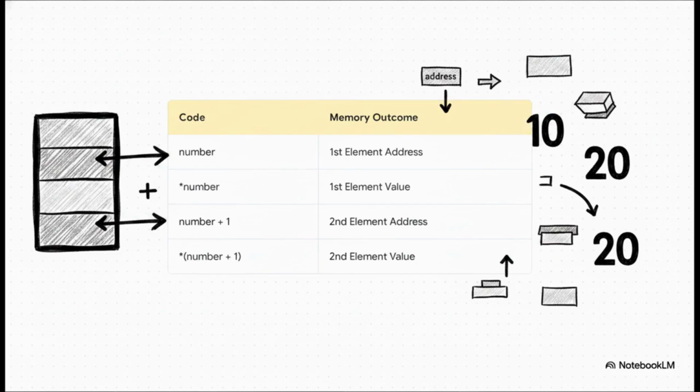And finally, *(number + 1). You put the asterisk outside the parentheses, and boom, it grabs the value of the second element, which is 20. Add a +2, you get the third element, and so on. You know, we are literally doing math with memory here, which is pretty awesome.